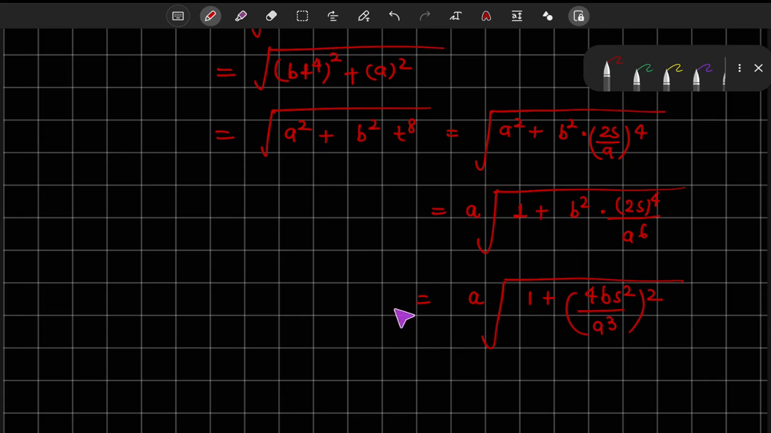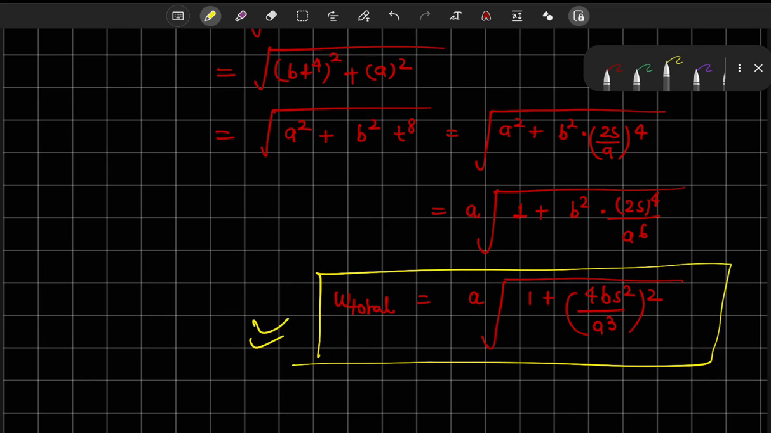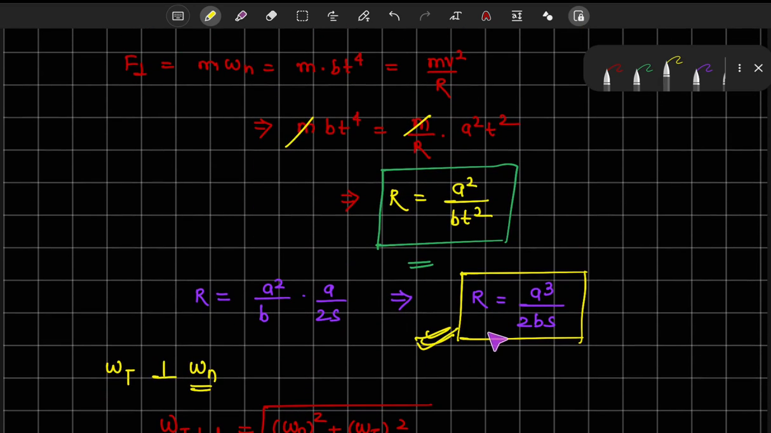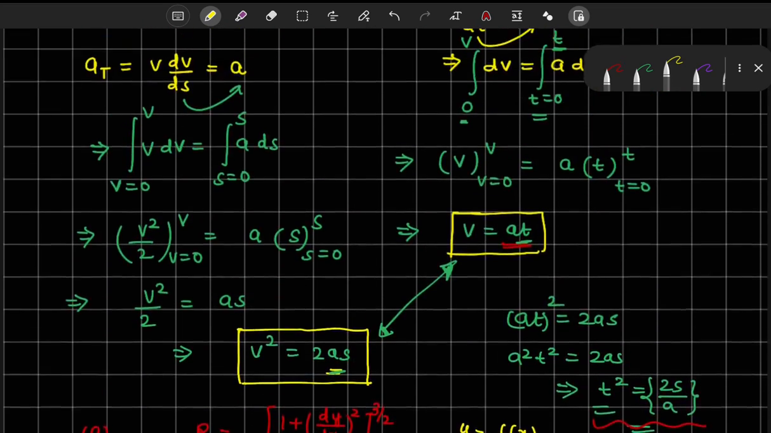So this is the expression of the total acceleration we got, and this is the radius of curvature at any particular distance. I hope the entire procedure is clear.